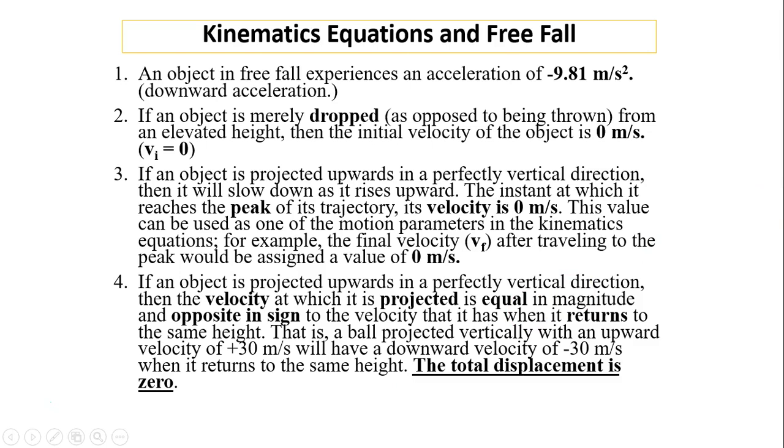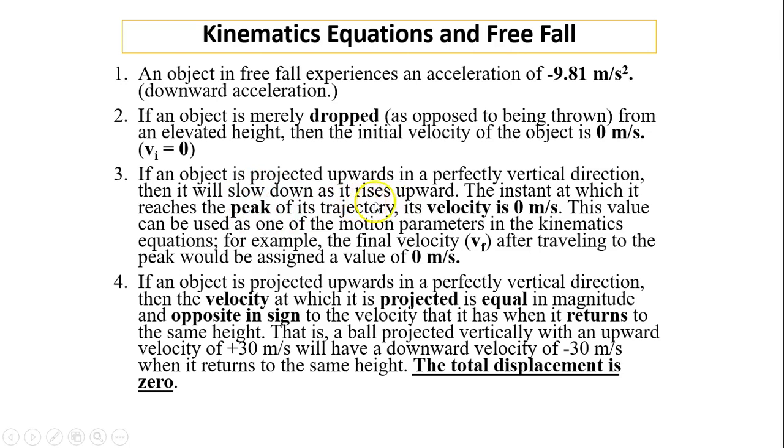Kinematic equations in freefall. There are a couple of things we need to pay attention to in freefall. First, acceleration is negative 9.81 meters per second squared. Acceleration is constant on Earth's surface, and the negative means it's downward. Number two, if an object is merely dropped from an elevated height, then the initial velocity is 0. So Vi equals 0.